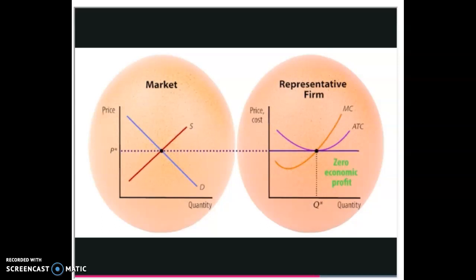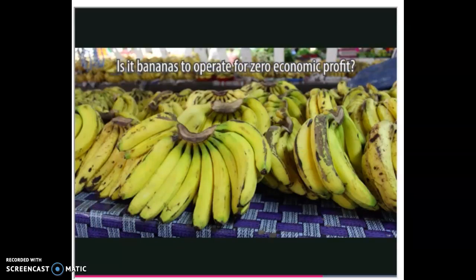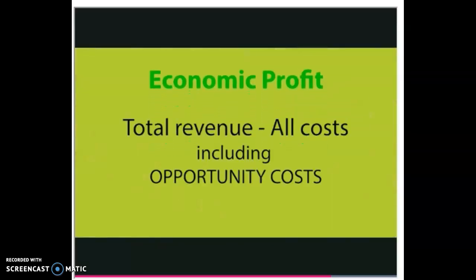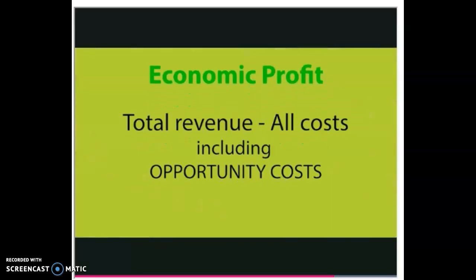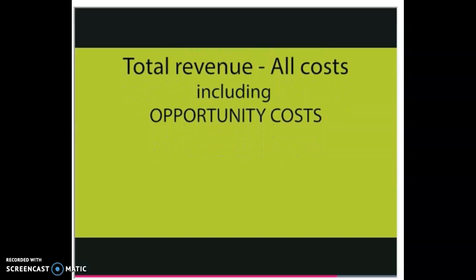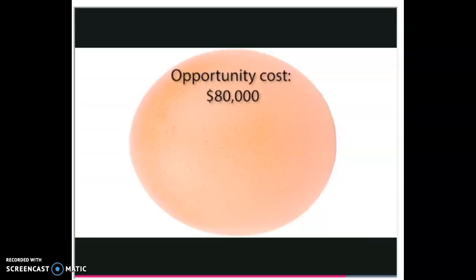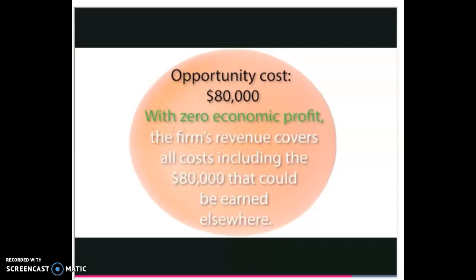Here's a common question. Have the owners of the firms gone bananas to keep producing when they earn zero economic profit? The answer is no, because economic profit is total revenue minus all costs, including opportunity costs. And opportunity cost is the value of the next best alternative foregone when a decision is made. So if the owners could make, say, $80,000 a year doing something else, their revenue from the current business, the one that earns zero economic profit, covers all of the costs, including the $80,000 opportunity cost.